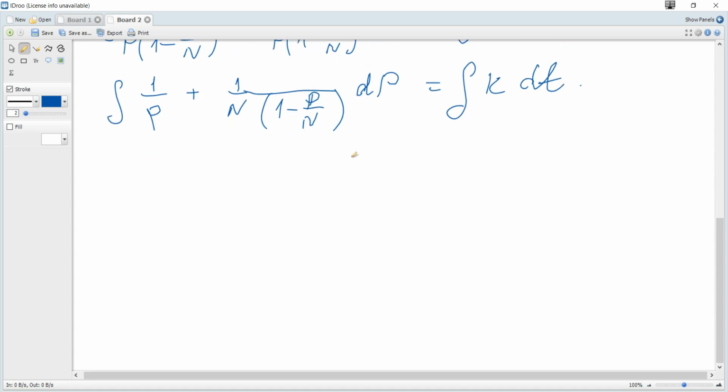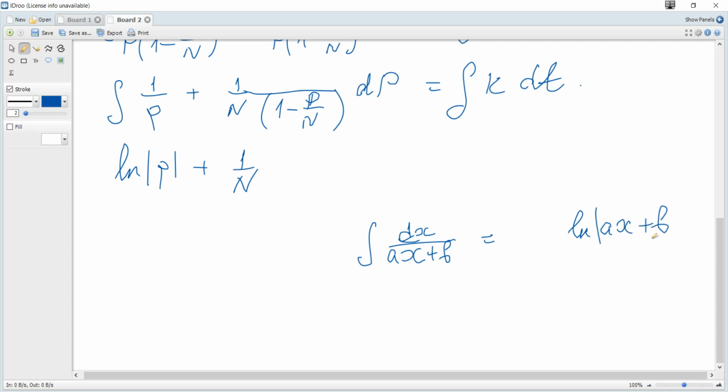And let's integrate it. The integral of 1 over P dP is just ln P. The formula is given in the data booklet. In general, it's the absolute value. Plus 1 over N is just a constant. And how to find the integral of 1 over 1 minus P over N? We can apply again the formula for ln, but it looks like not 1 over x dx, but of the form ax plus b. In general, we need to use substitution u, but if it's of the form ax plus b, we can also apply the formula from the data booklet. So it's ln of ax plus b, but we should multiply in front by 1 over a.